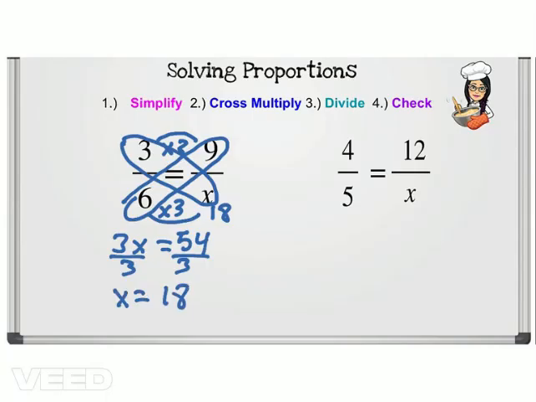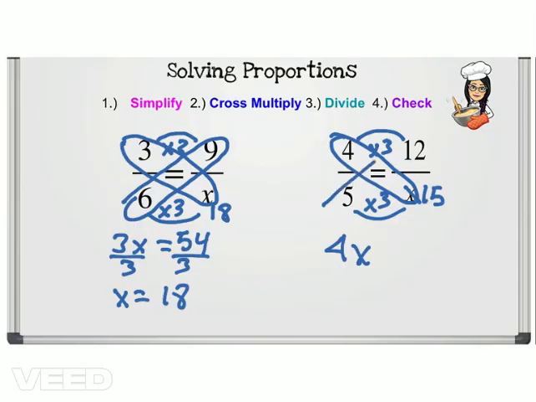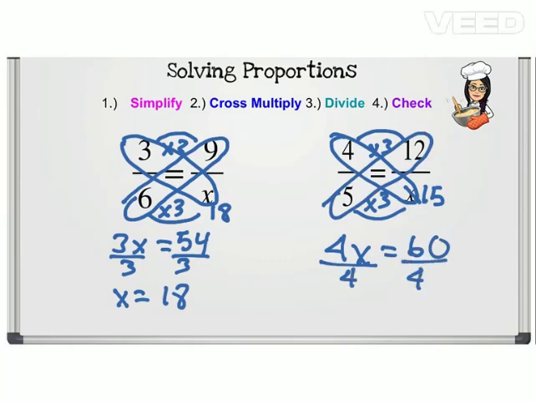Awesome. Trying again. 4 times what is 12? Times 3. So 5 times 3 is 15. All right. See how fun this can be? We can still go ahead and cross multiply. 4 times x is 4x, and 5 times 12 is 60. Dividing by 4, 4 can go into 60 15 times. So x does equal 15.